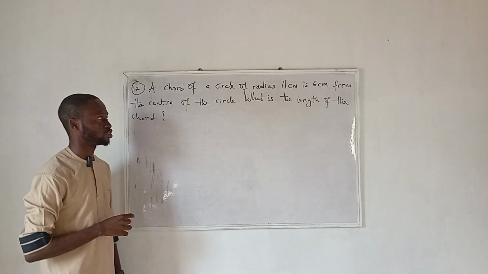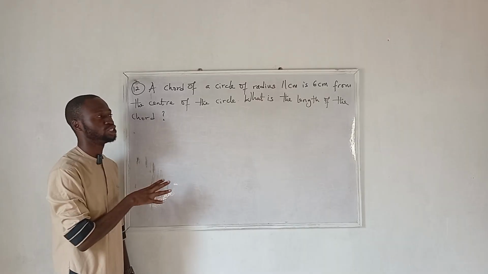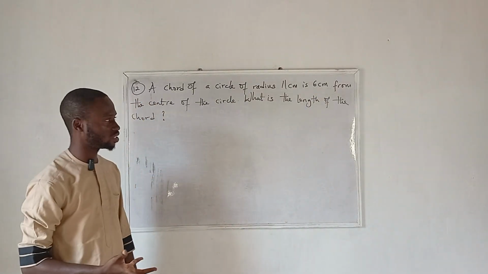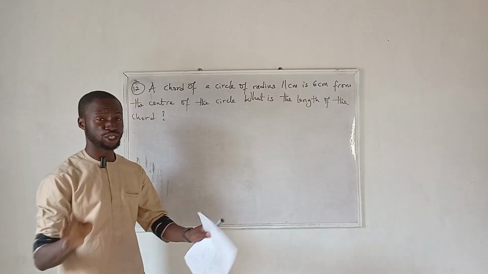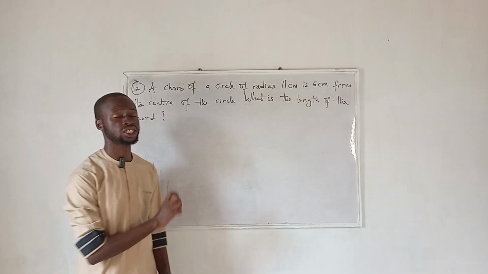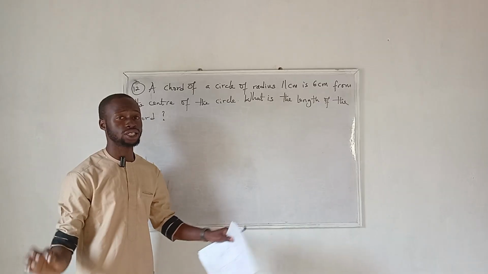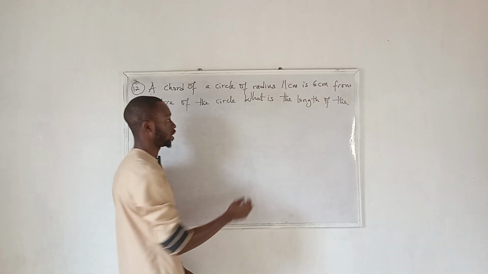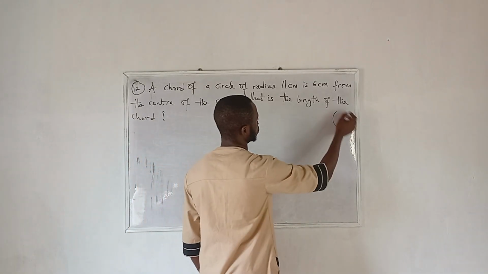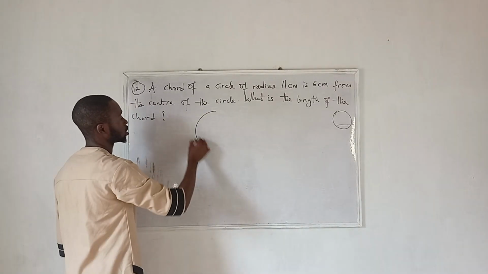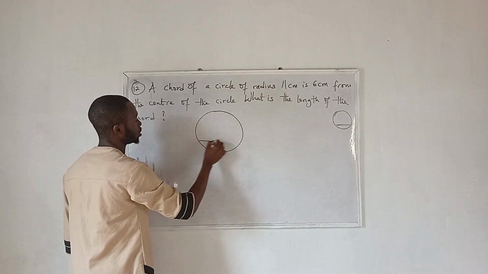This is a very beautiful question. A chord of a circle of radius 11 centimeter is 6 centimeter from the center of the circle. What is the length of the chord? Very simple. If you understand what a chord is, a line segment that divides the circle at 2 points. So basically, if I have a circle, a chord is this line. Is that okay?